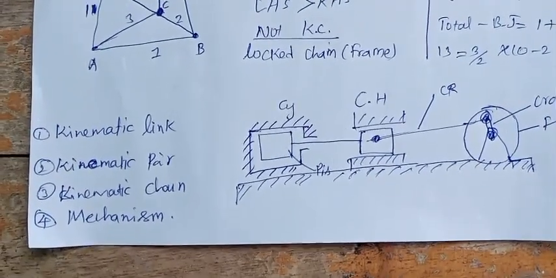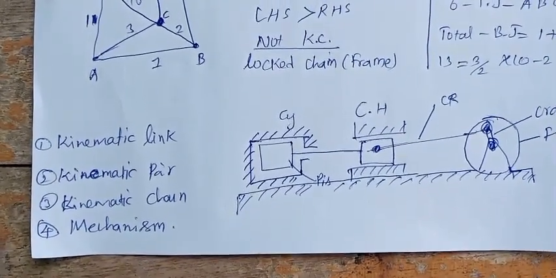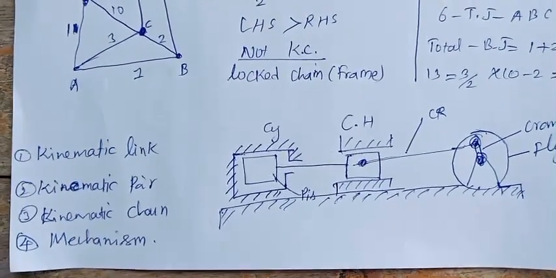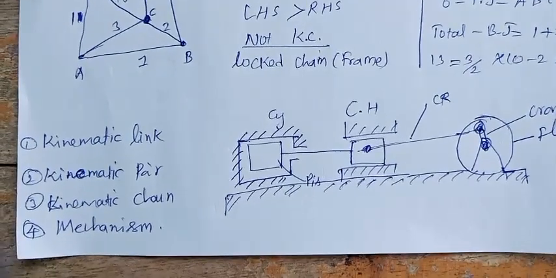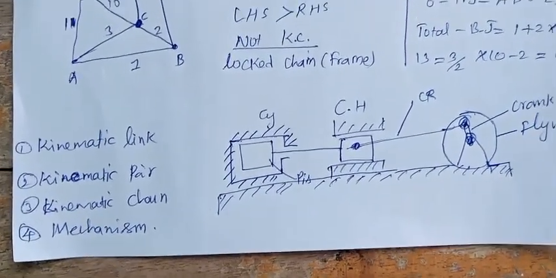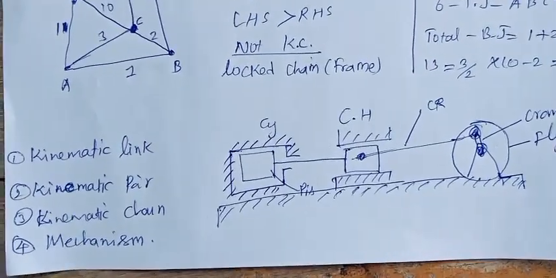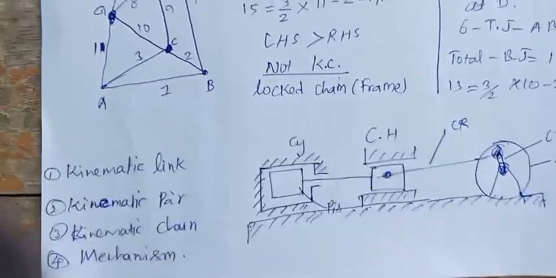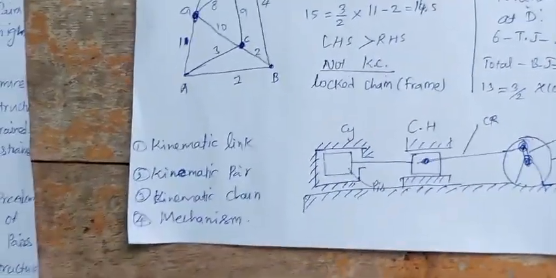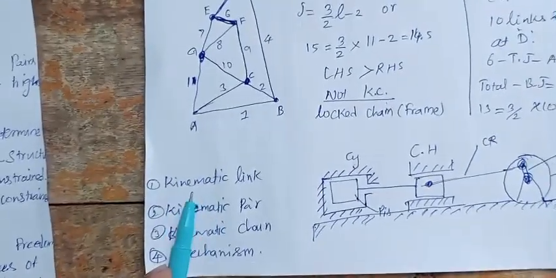Particularly we consider 4 important things in the elements of the kinematic chain mechanism. Number 1, kinematic link. It is a resistant body. During the force transmission, it does not undergo any deformation. So this is called a kinematic link.